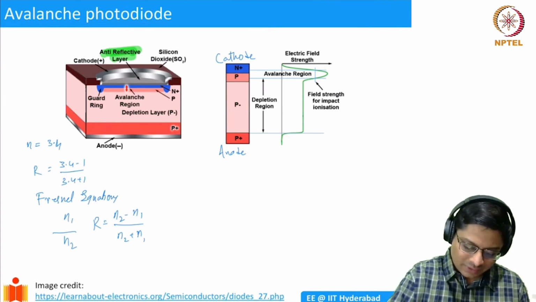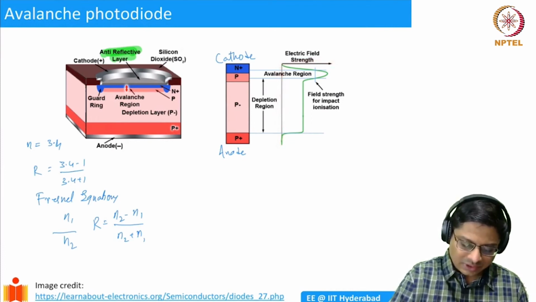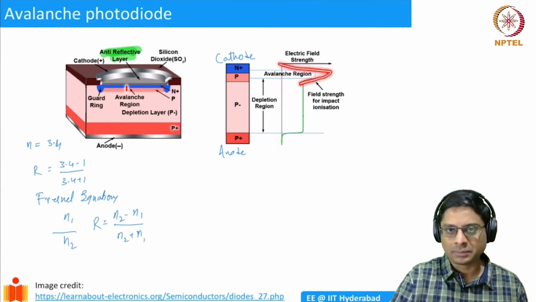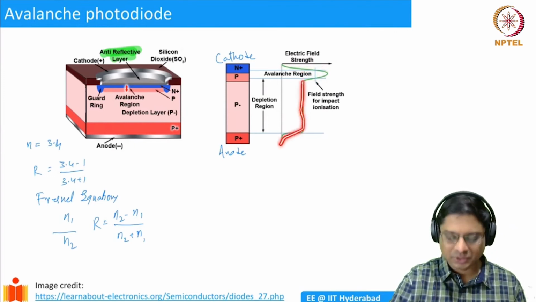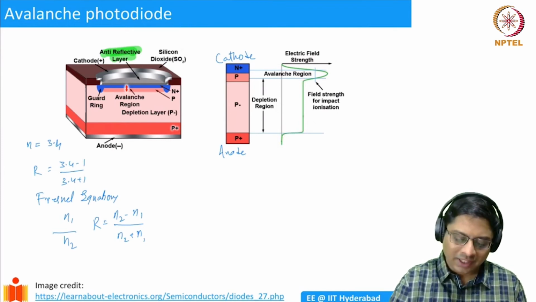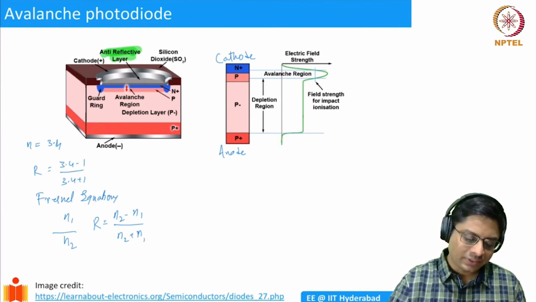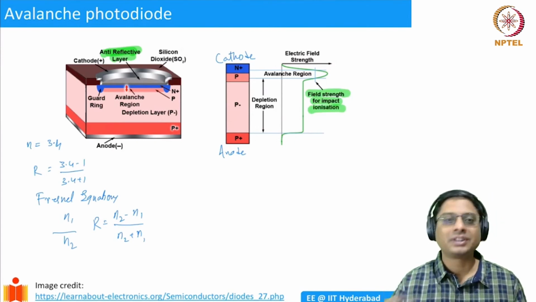So the electric field, if you plot it in the vertical direction, it turns out that in the end you don't have much. Then there is a sharp electric field because of the N plus P junction, and then there is some normal amount of electric field, and then finally it comes down here in the P type. So it will be designed in such a way that the electric field is in excess of the field necessary for impact ionization. Remember, what is impact ionization?